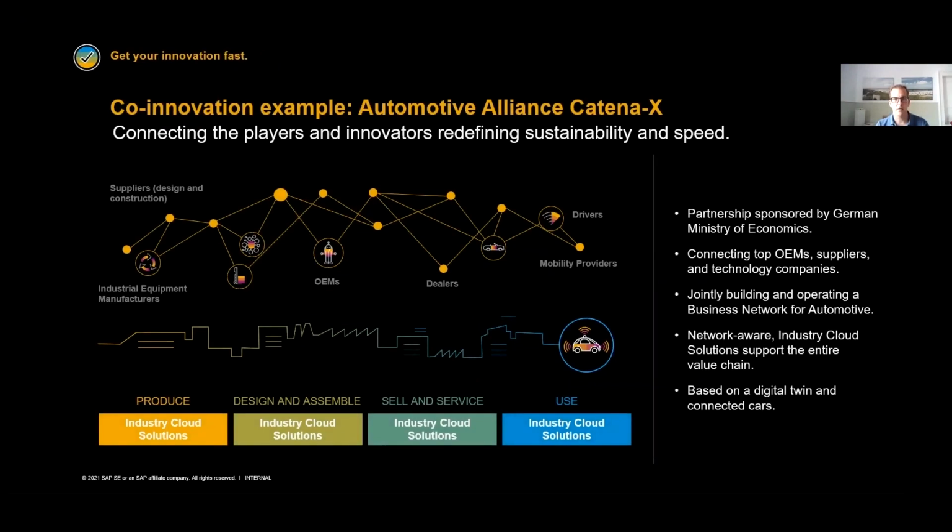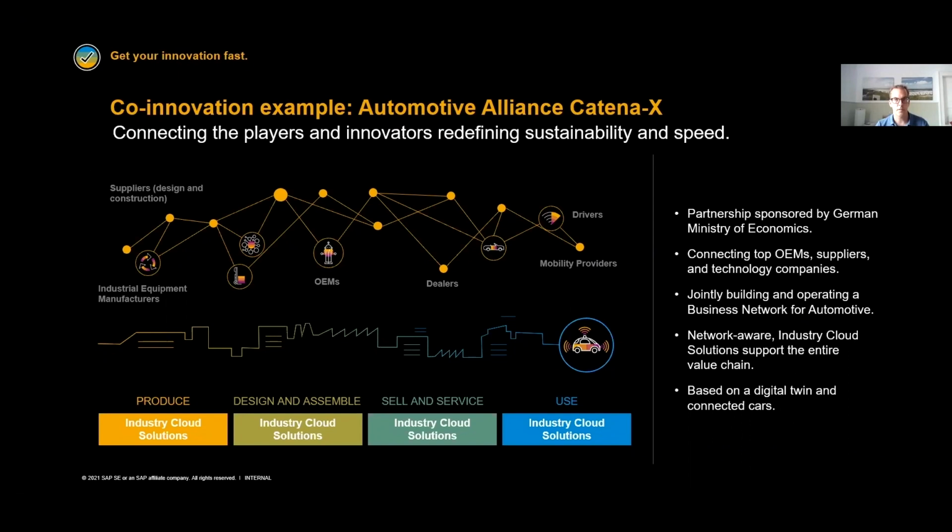Catena-X is a consortium that is connecting the players and innovators redefining sustainability and speed for automotive. And it is a partnership which is sponsored by the German Ministry of Defense and is connecting top automotive OEMs, suppliers, and technology companies into one team. And this team is jointly building and operating what we call a business network for automotive.